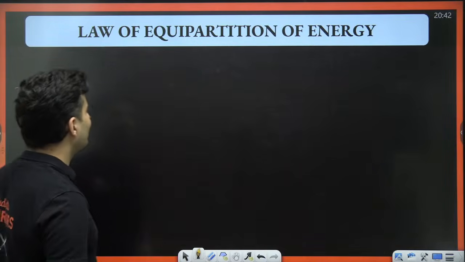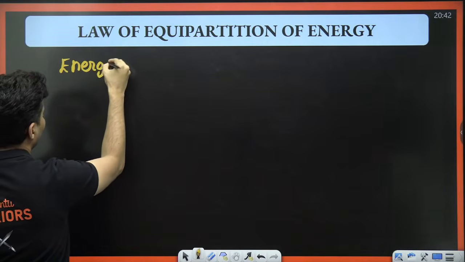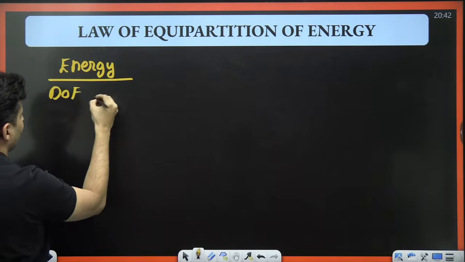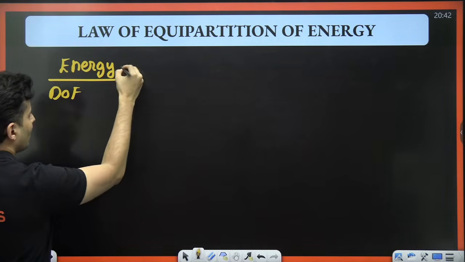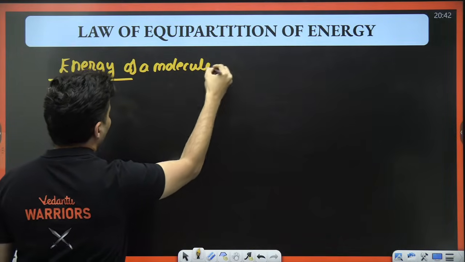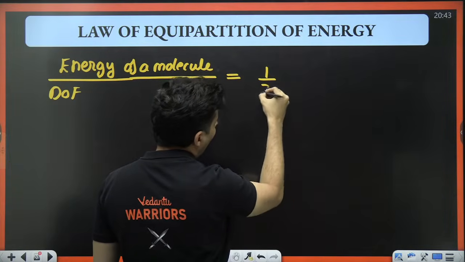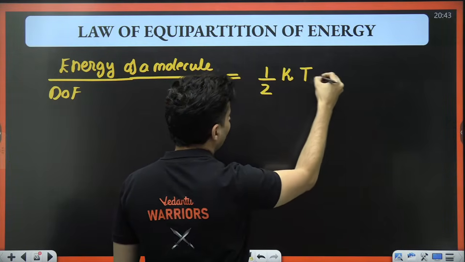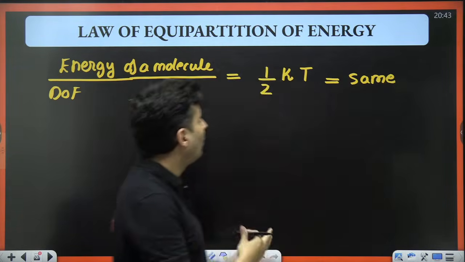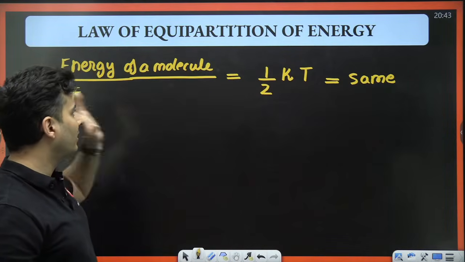So, the law of equipartition of energy says that the energy per degree of freedom of a molecule is same and that is half kT. That is going to be the same for all. That is the law of equi, means same, equal. That is why it is the same per degree of freedom.